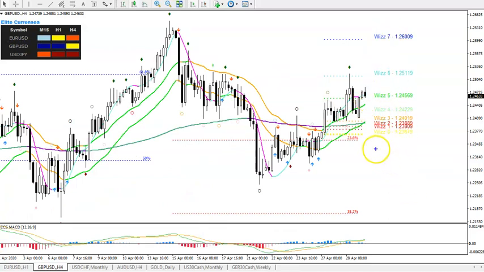Okay. For the moment, the best would be some kind of bearish candlestick pattern in here to confirm that the upside is losing control. And same thing with the euro dollar, really.